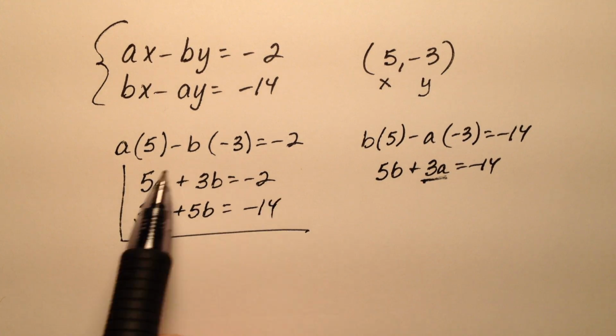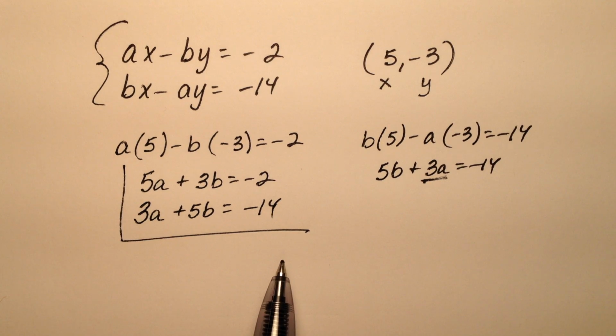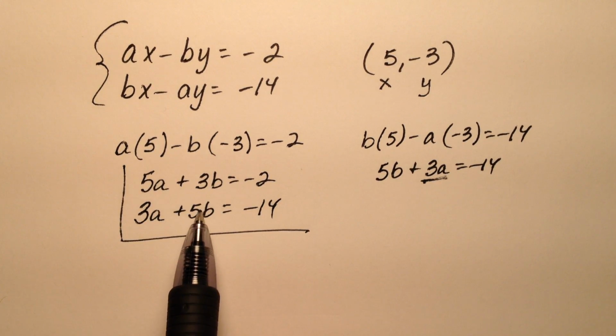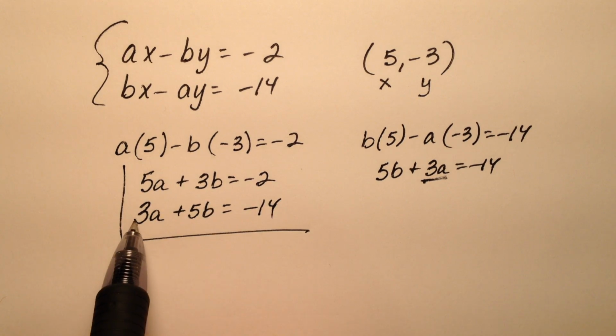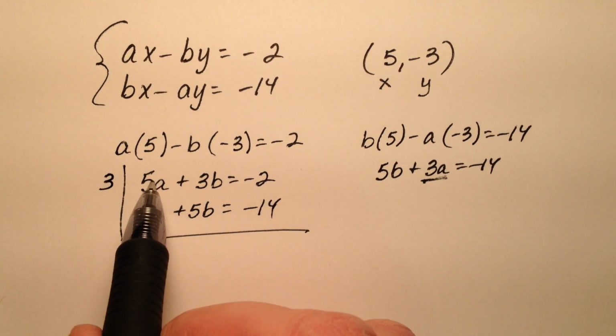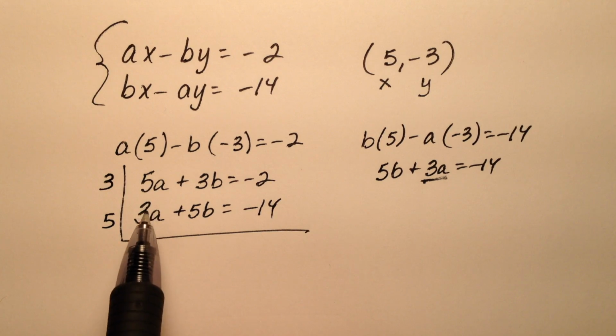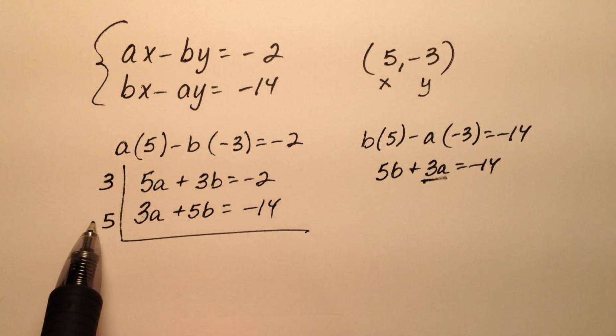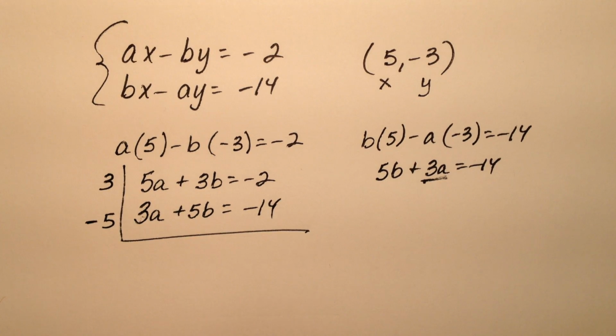Okay, so it looks like I'm going to be using elimination to solve this system. So my 5 and my 3, which are coefficients for a, they're not really factors of one another, but then 3 and 5 for the b's, they aren't either. So I know I'm going to bring this 3 up here and this 5 down here. But since my a's are both positive, one of these things needs to be negative. So let's go ahead and make that 5 a negative.